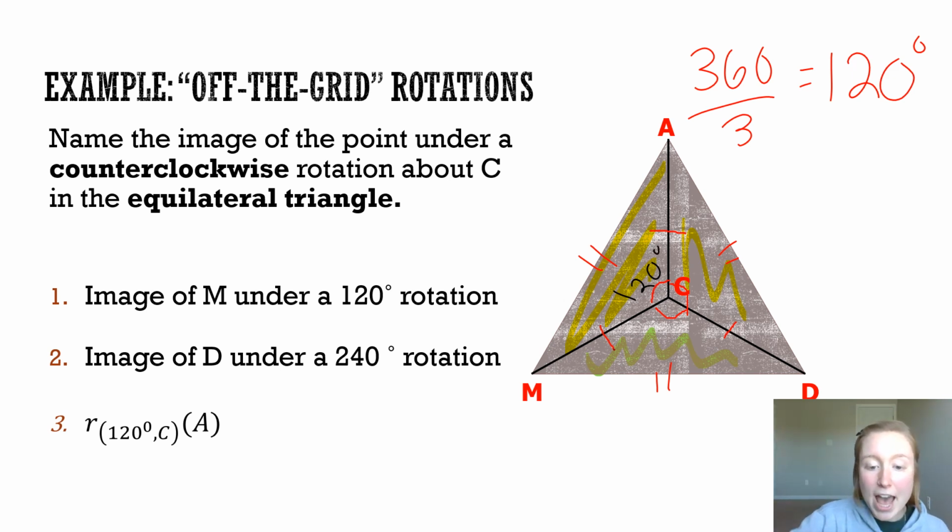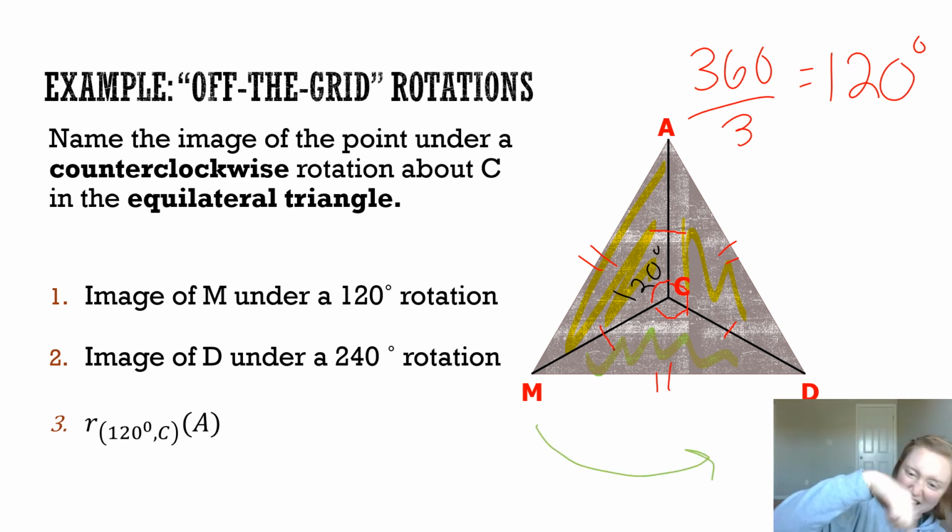So if I want to take M under 120-degree rotation and I'm rotating it counterclockwise or to the left, right from the top, then when I move it over, the image of M, when I've rotated it 120 degrees, is actually going to be over here at point D. So the image of M under 120 rotation is actually that point D.